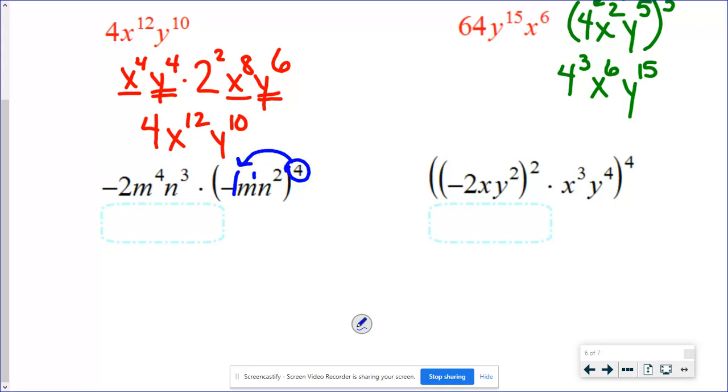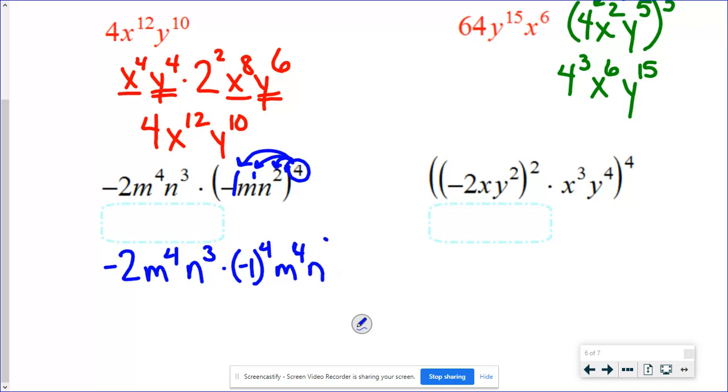This is going to be tricky for some people. Let me just rewrite that first part because I didn't do anything with this yet. I'm going to have now negative 1 to the 4th power. You might know what that is already, but I'm just going to write it down for a second. We'll come back to that. Then I'll have m to the 4th. Sorry about the bell. N to the 8th.